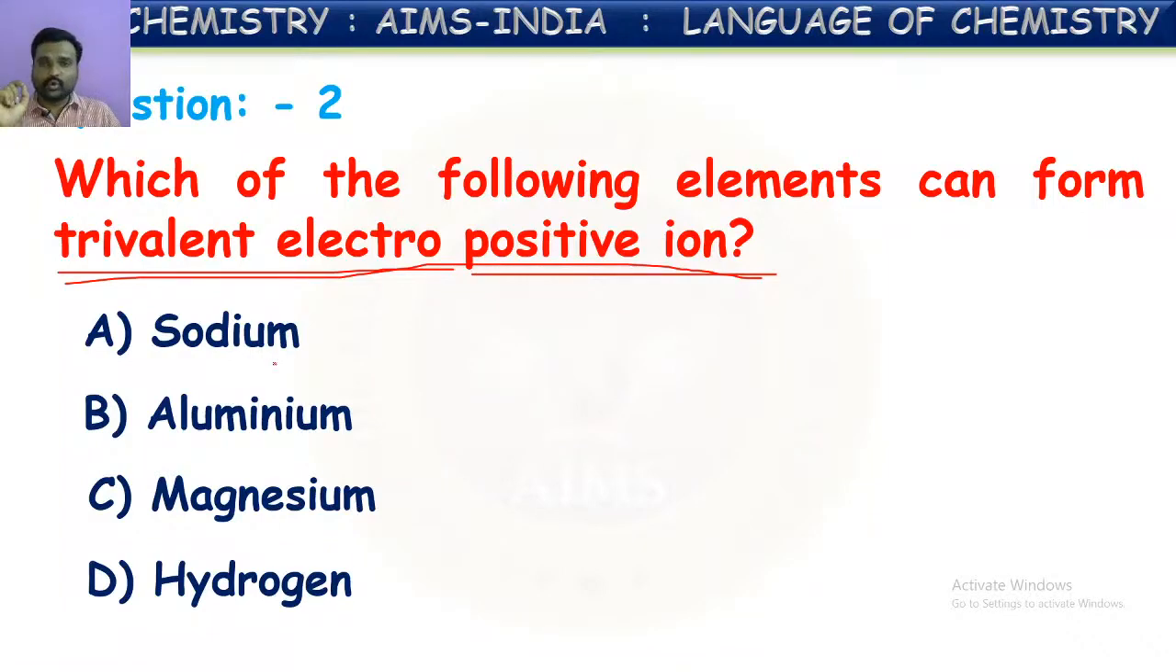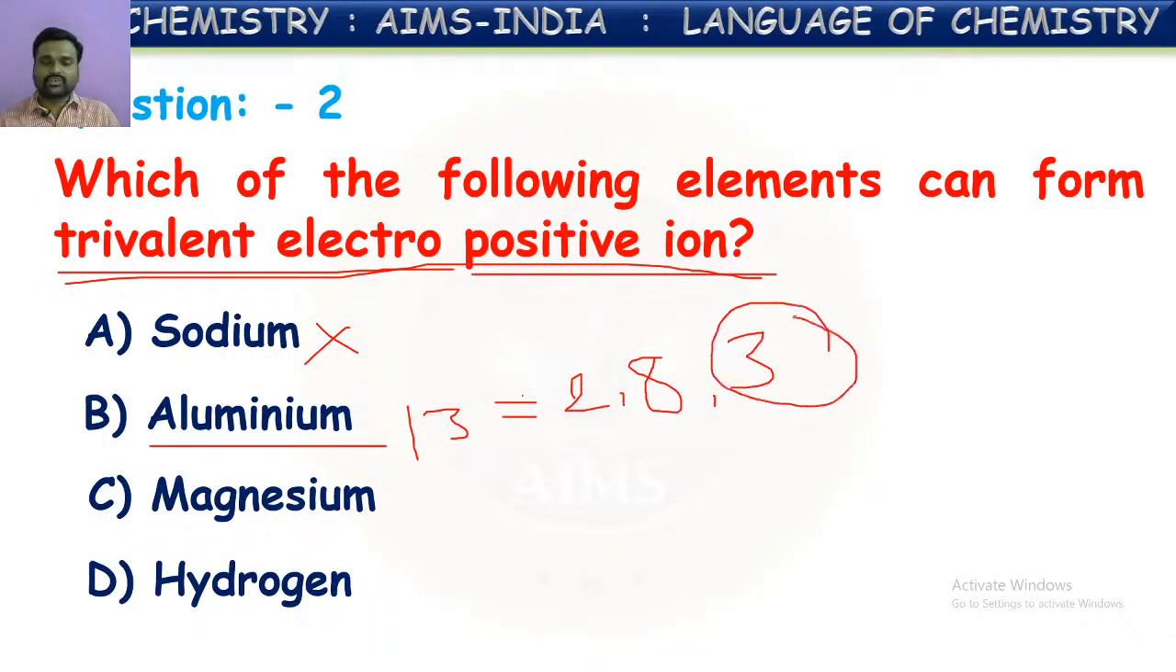It can lose only 1 electron and it forms a monovalent electropositive ion. So sodium is not the correct answer. If you see aluminium, its atomic number is 13, so its configuration will be 2, 8, 3. The outermost shell has 3 electrons it can lose, and it can form an Al3+ ion. So aluminium will be the correct answer for this.